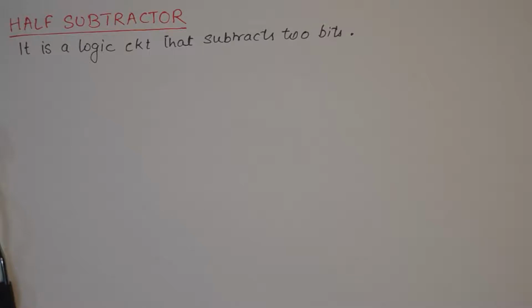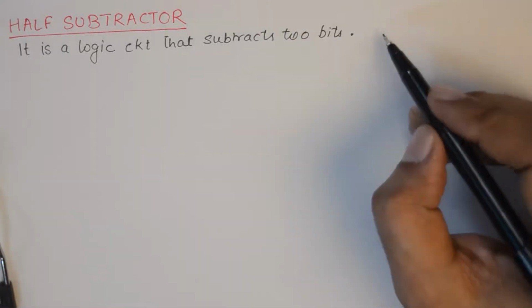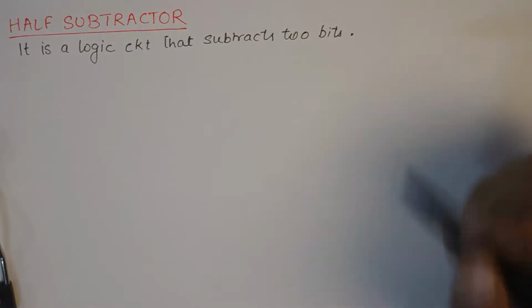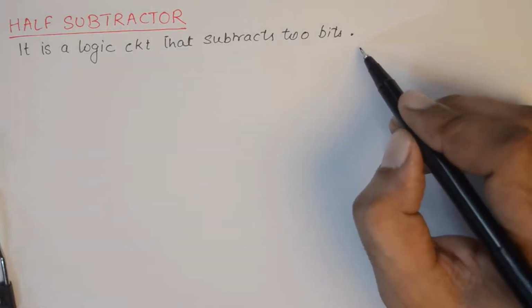We are discussing half subtractor today. It's a pretty simple combinational circuit of digital electronics that performs a very simple function of subtracting two bits. So by definition it's a logic circuit that subtracts two bits, and the cases that are formed out of subtracting two bits are these.